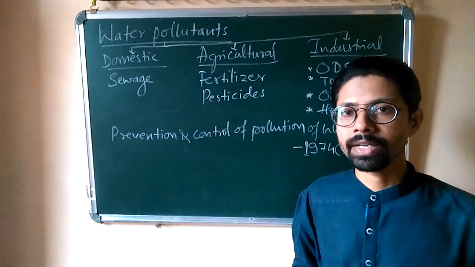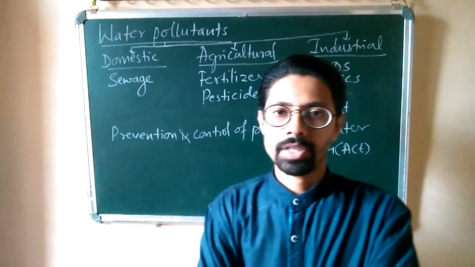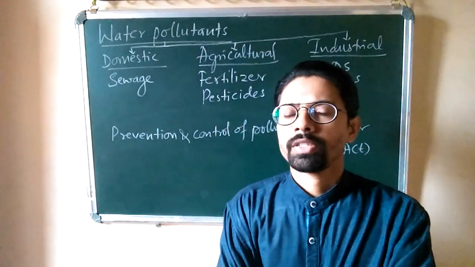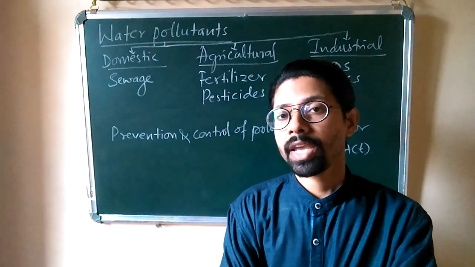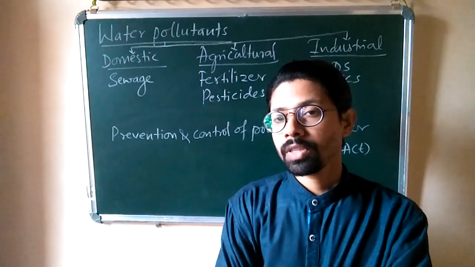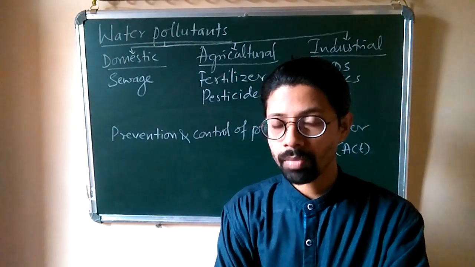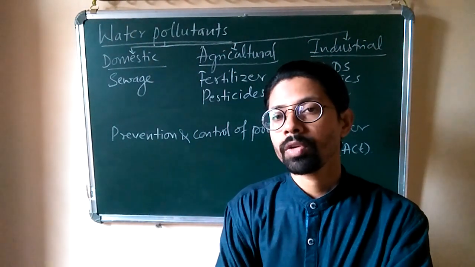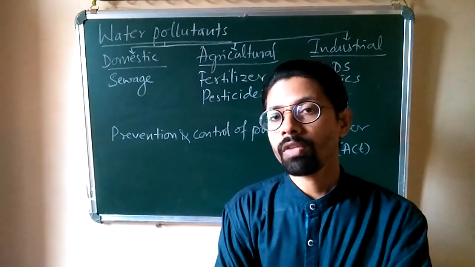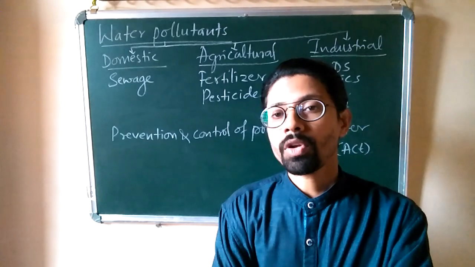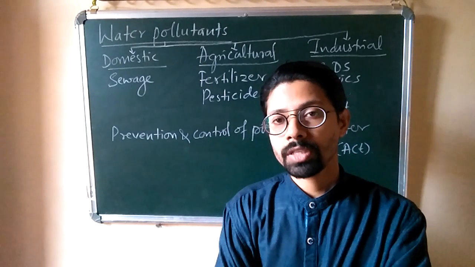Secondly, if we talk about agriculture, fertilizers and pesticides are the two words I have mentioned here. Fertilizers are also nutrient-rich products. When rain falls, most of the fertilizers wash away with the rainwater and reach the water body and cause enrichment of nutrients once again, causing algal blooming and destroying the aquatic ecosystem. If we talk about pesticides, already in some case studies we have discussed pesticide pollution.